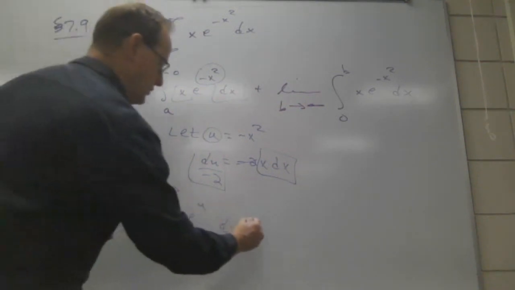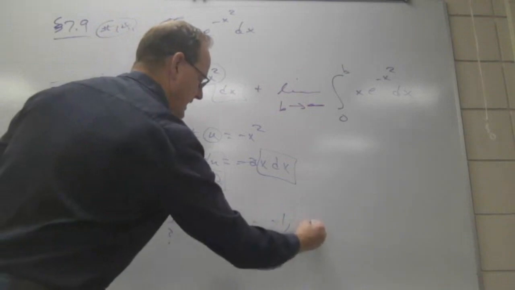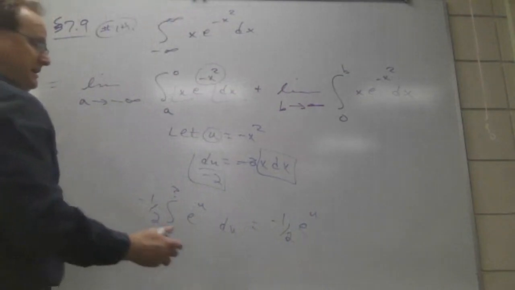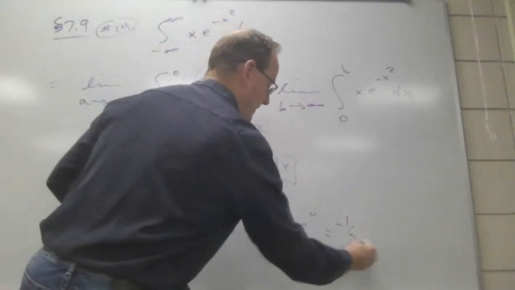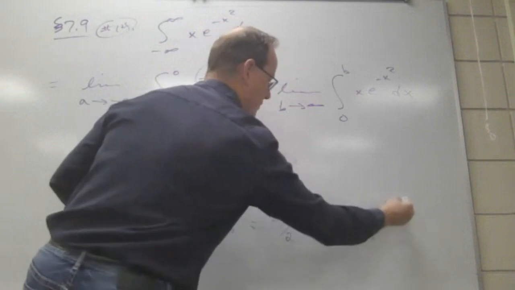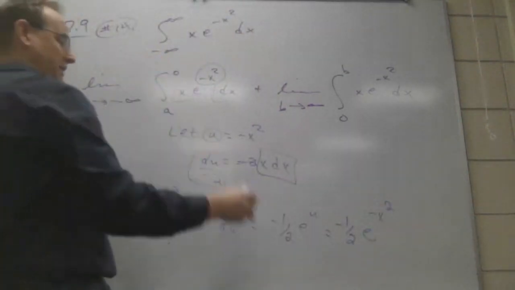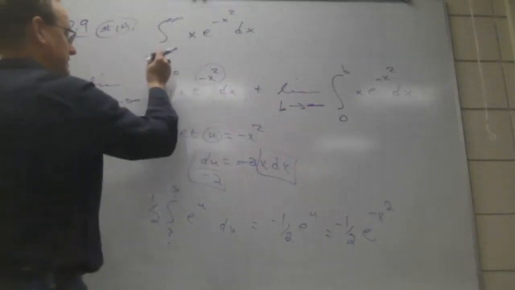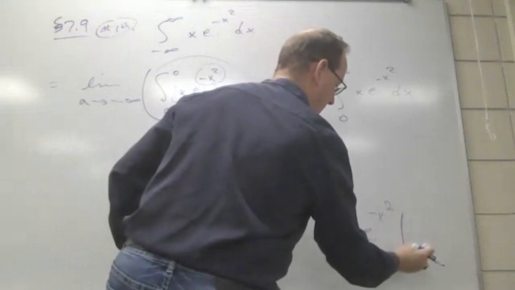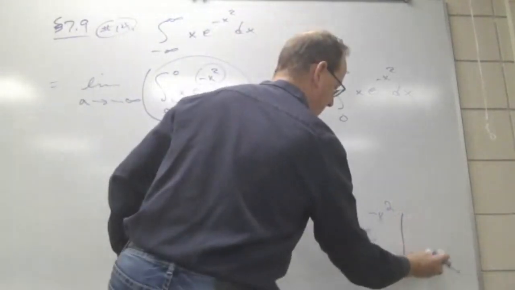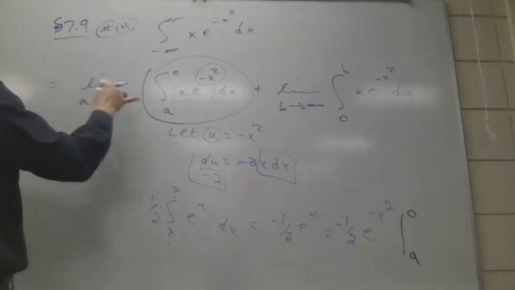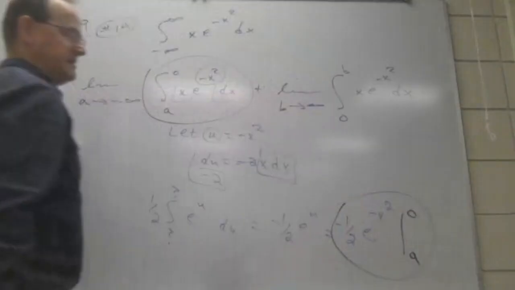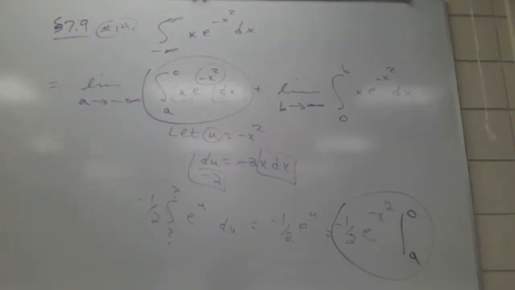So this is pretty easy to take an antiderivative of. Antiderivative of e to the u is e to the u. So this is minus 1/2 e to the u power, which if I back substitute, it's going to be minus 1/2 e to the minus x squared power. And that's what this one is. And I'm going to evaluate this from a to 0 for the first one. And then I'm going to take the limit as a goes to negative infinity. So let's go ahead and plug this in from a to 0.